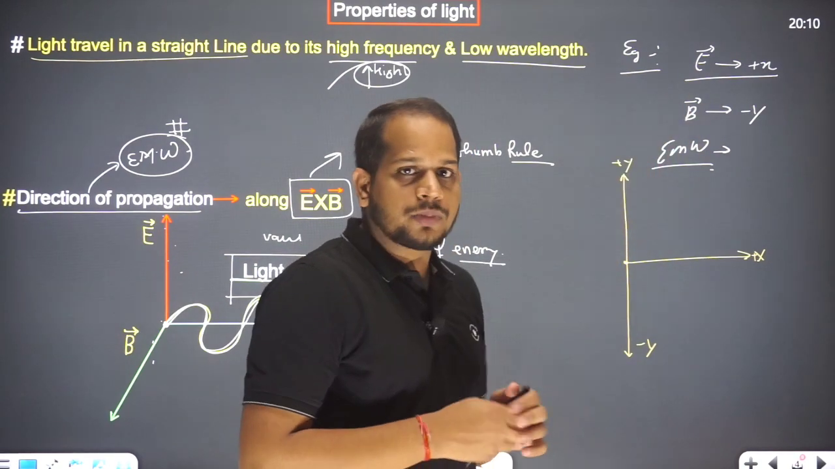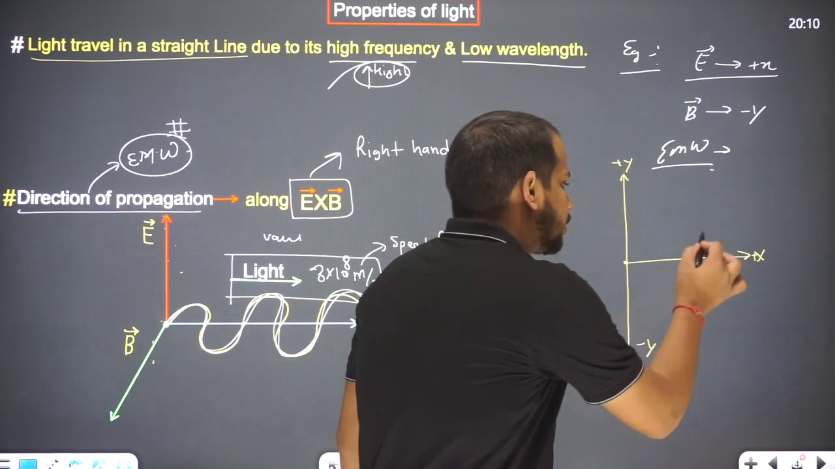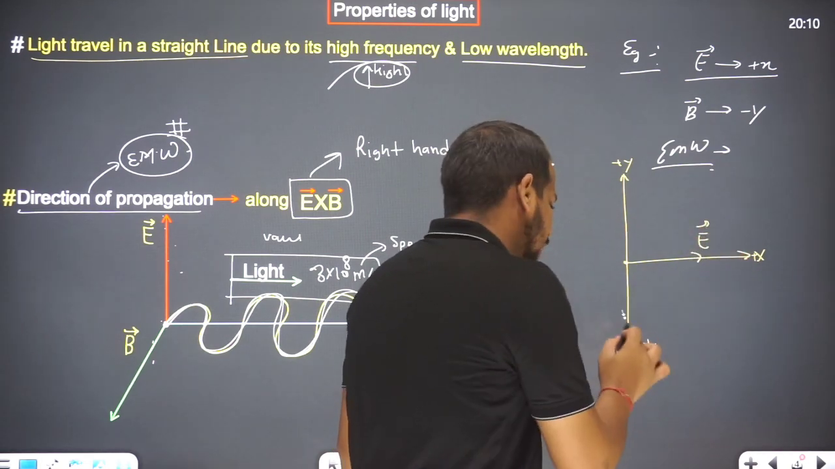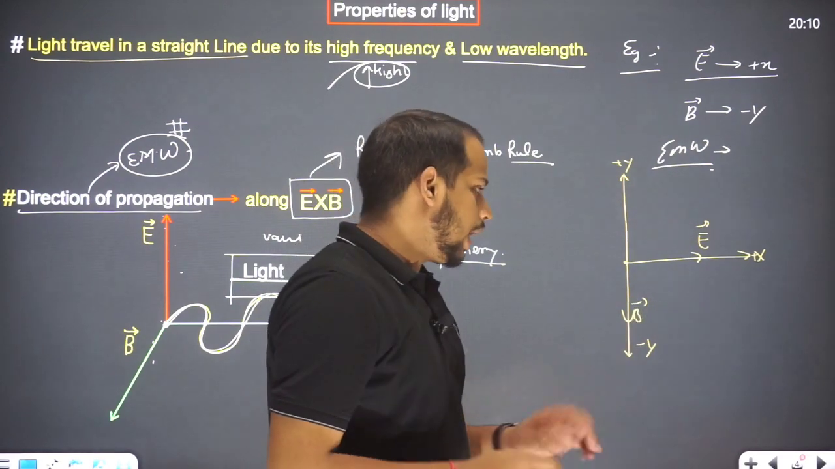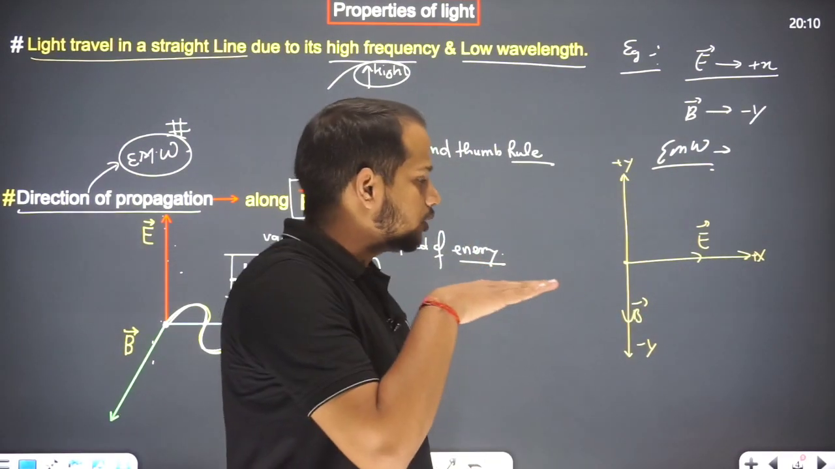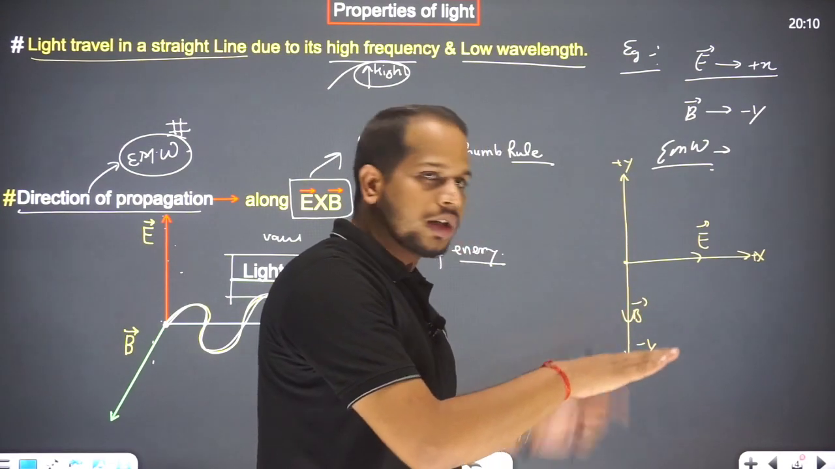E cross B. Just put your fingers towards E. So E is along what? Positive x-axis. So this is the E we have, and this is the direction of B we have. So how do we have to do it? Let's see. We have to put our fingers towards E. So this is the direction of E we have, right? And where is the B? B is in downward direction.